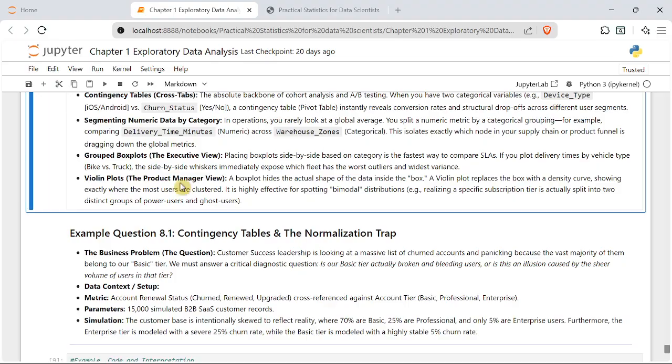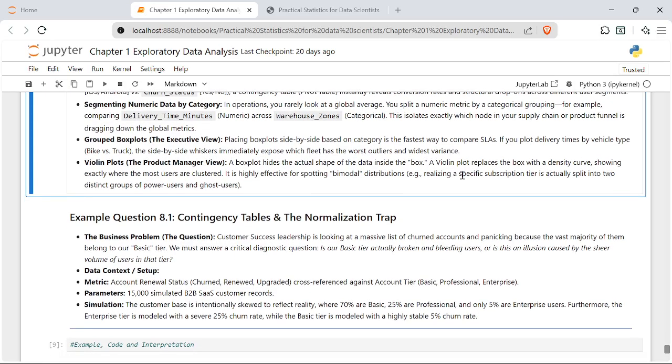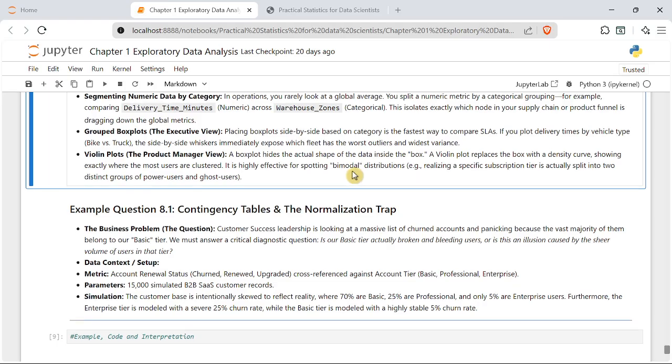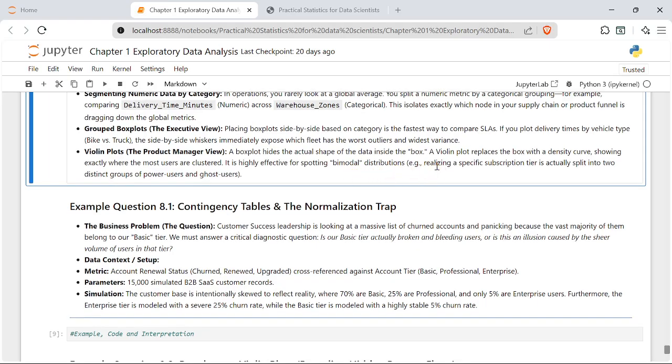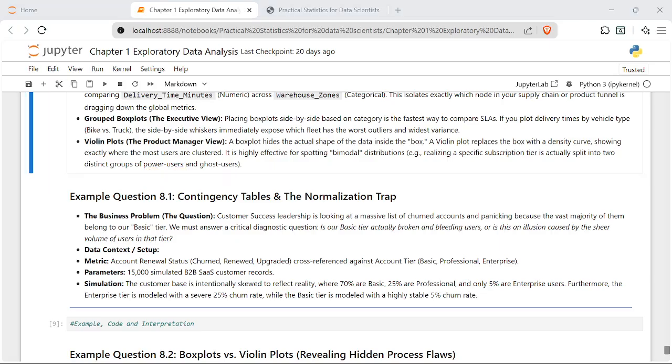Violin plot, the product manager view. A box plot hides the actual shape of the data inside the box. A violin plot replaces the box with a density curve, showing exactly where most users are clustered. It is highly effective for spotting bimodal distributions. For example, realizing a specific subscription tier is actually split into two distinct groups: power users and ghost users.